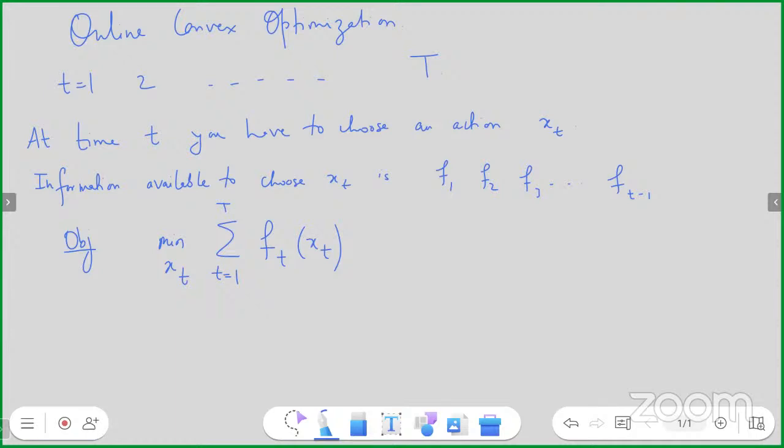So you're evaluating your action at a function which is not even revealed to you. It should look hopeless, but we'll soon see things are not that bad. For the time being, it should look hopeless. It's as if I'm trying to optimize a function I don't even know.